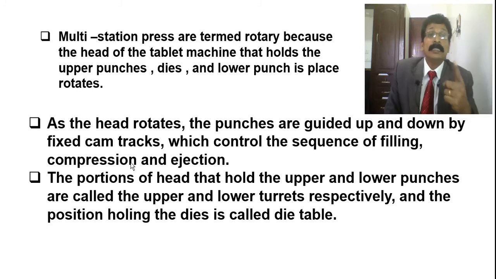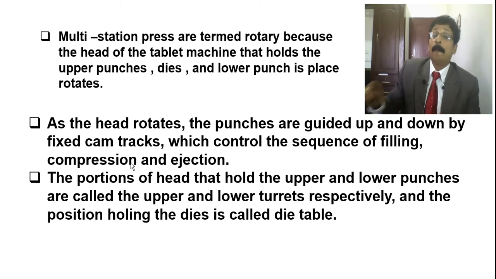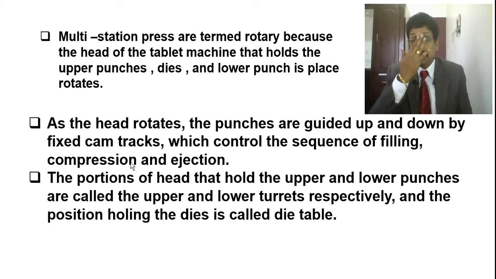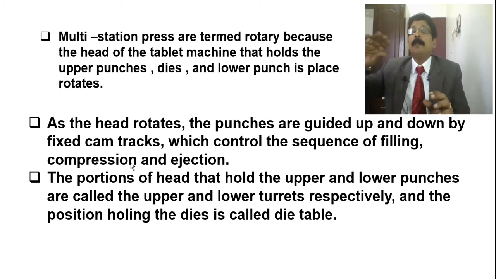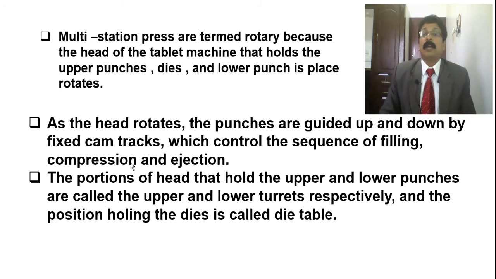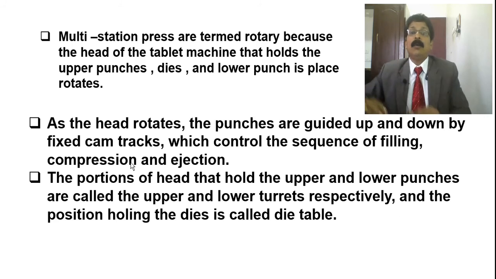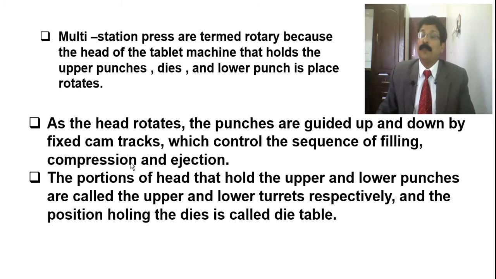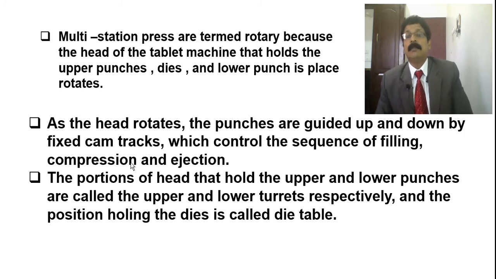You can see that as the head rotates, the punches are guided up and down by the fixed cam track. As I told you, you should remember cam tracks now, and you will understand. A cam track is a conveyor movement which will lift the punch and drop the punch, and it can be adjusted by the pharmacist. All these movements are done by the cam tracks, which control the sequence of filling, compression and ejection.